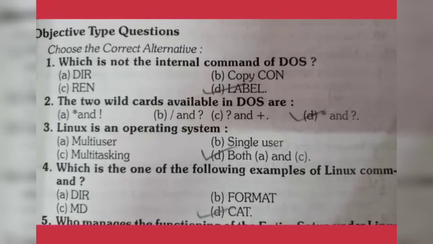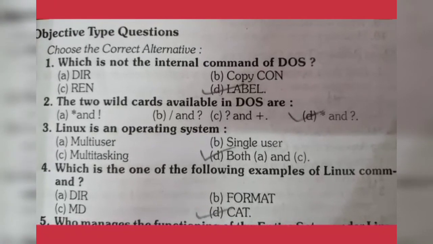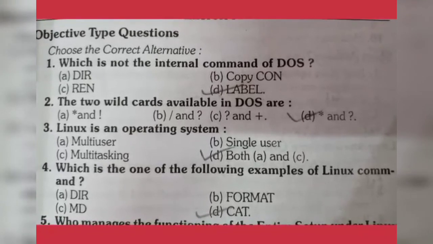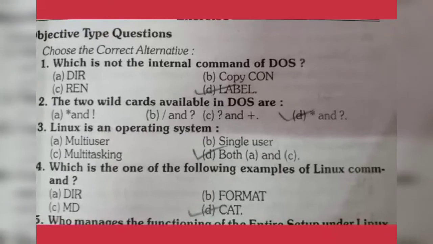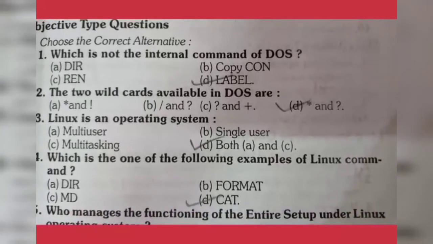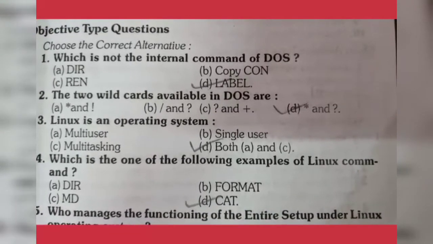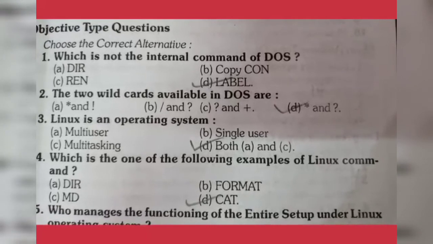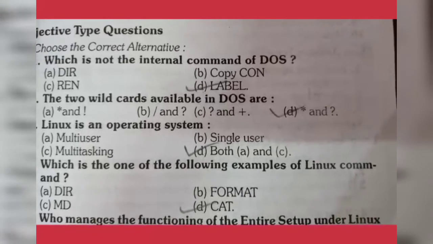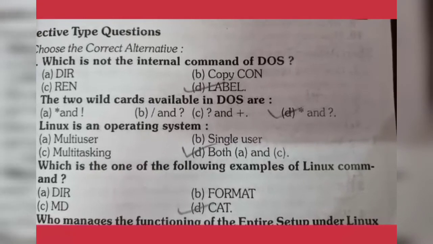Next question is which is not the internal command of DOS? The answer is label. The two wildcard characters available in DOS are asterisk and question mark. Linux is an operating system, multi-user and single user, not multi-user and multitasking. Linux is a multi-user operating system and also can be said as multitasking operating system. So the answer is both A and C.